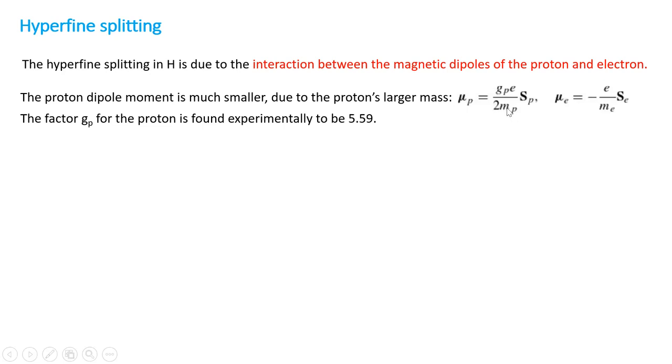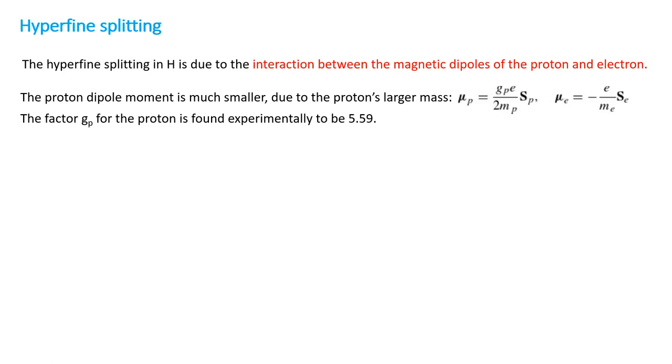And the mass of the proton is about 10,000 times greater than the mass of the electron. So this mu proton is going to be much smaller than mu electron, which is e over m_e. Because m_e is much smaller than m_p, the magnetic dipole moment of the electron is much bigger. Because the proton's dipole moment is fairly small, that gives a fairly small interaction for the hyperfine splitting.